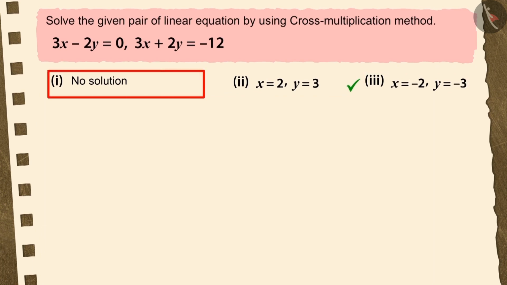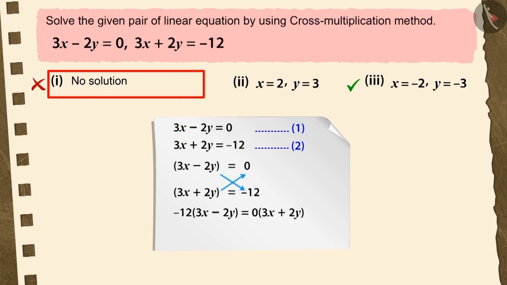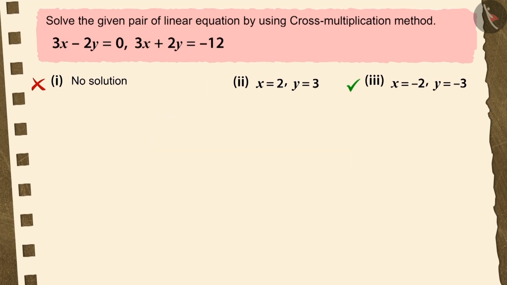If you selected option 1, then it's a good try, but it is the incorrect answer. Because you got confused by the name cross multiplication, while solving this pair of linear equations, you cross multiplied the equations. This is an incorrect way and it gives you an incorrect result.